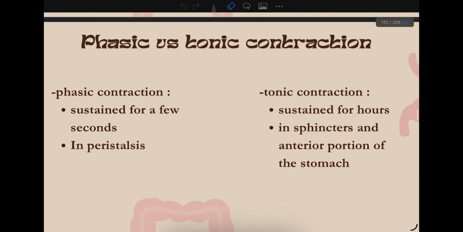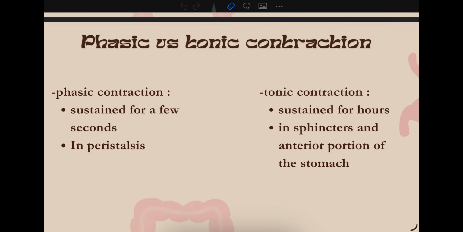Now, phasic versus tonic contraction. The difference is phasic comes in phases. So you sustain it for a few seconds and then it goes away. Similar to this is peristalsis. Also, an even easier concept to understand: try to flex your biceps.